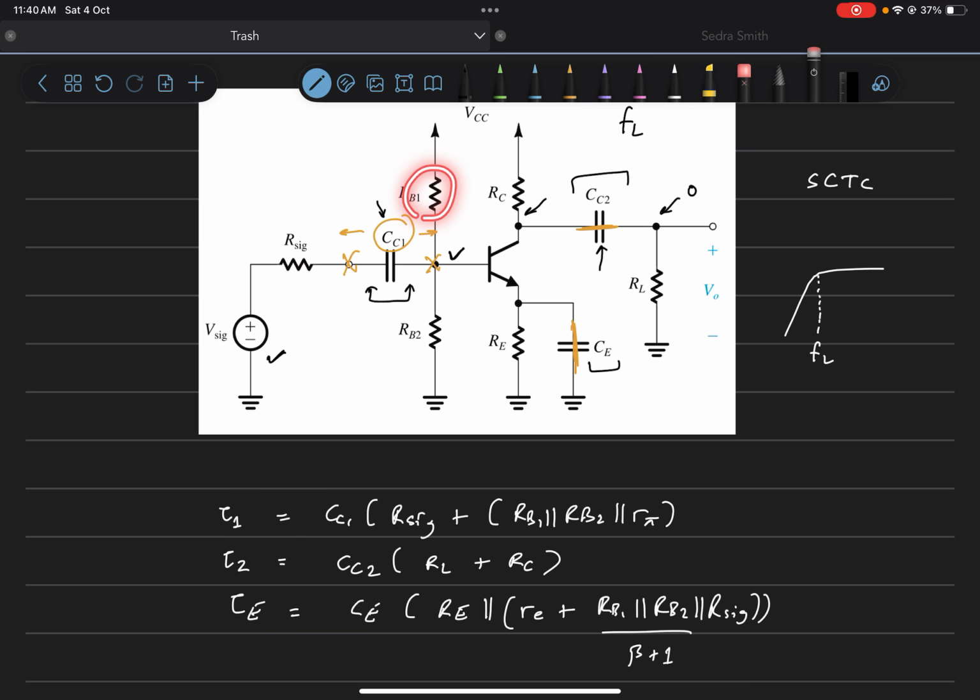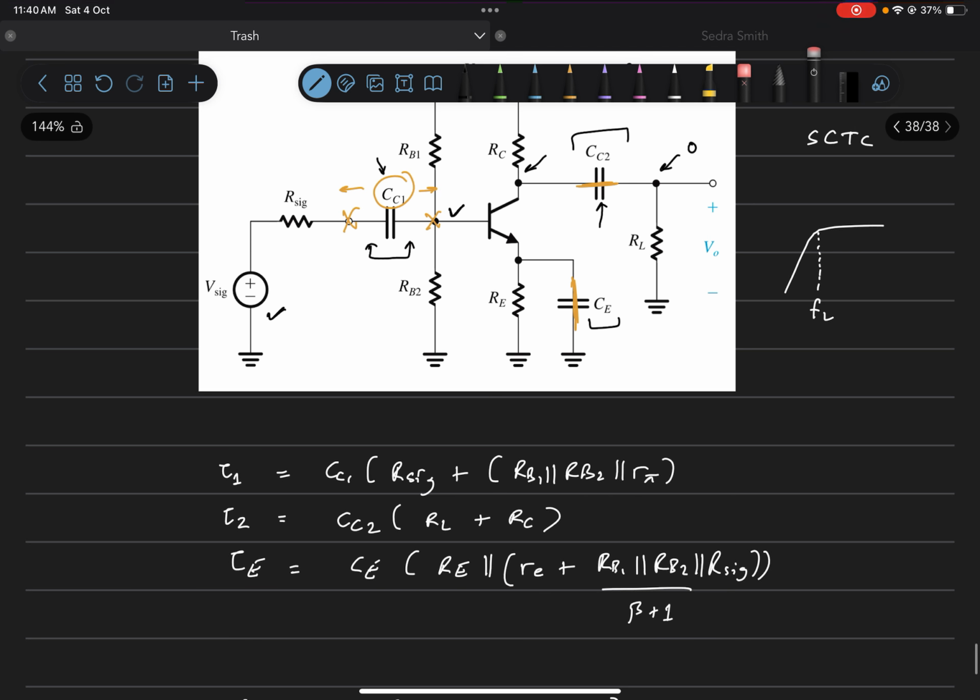So we'll have RB1 parallel with RB2 parallel with R pi, in series with R6, because between these two nodes these two resistances will be in series when we have a voltage source between them. We'll just add these up and we'll get RTH for CC1, that is the Thevenin impedance across the two ports where we have CC1. So this will have the value of tau1.